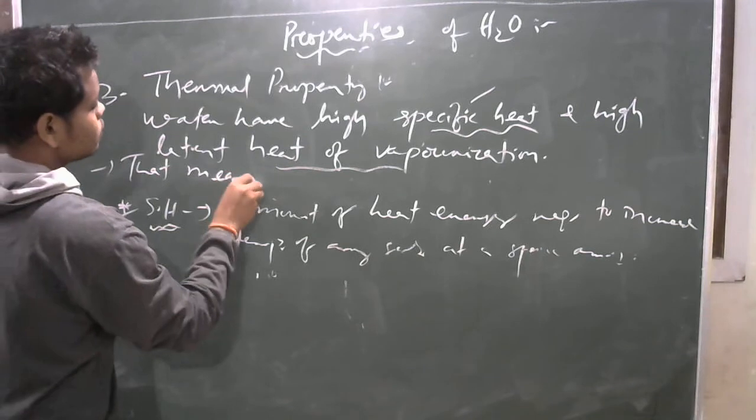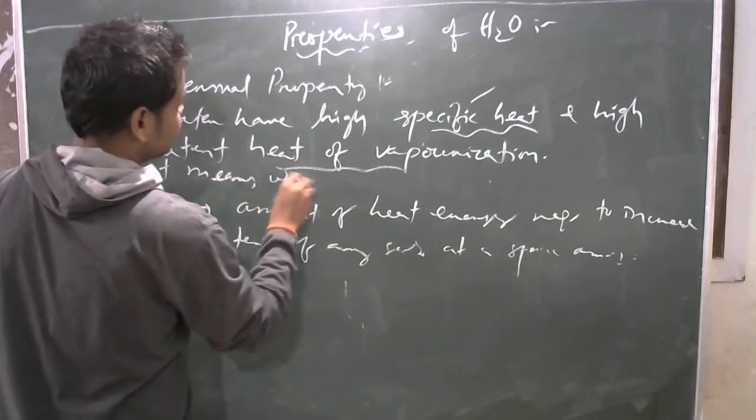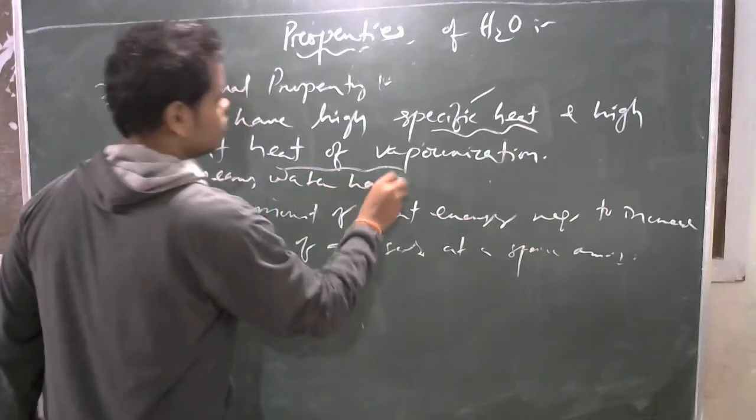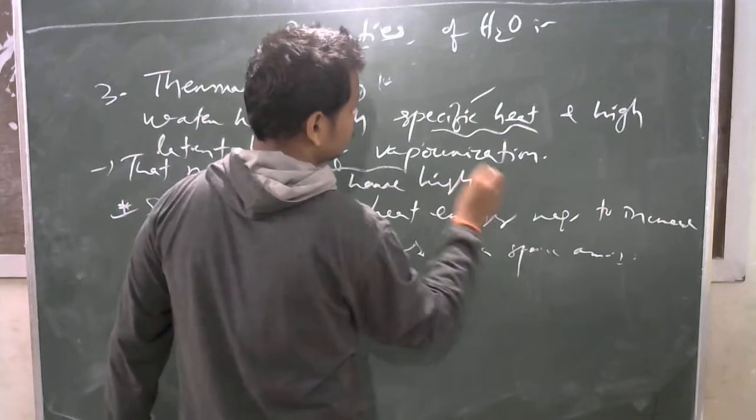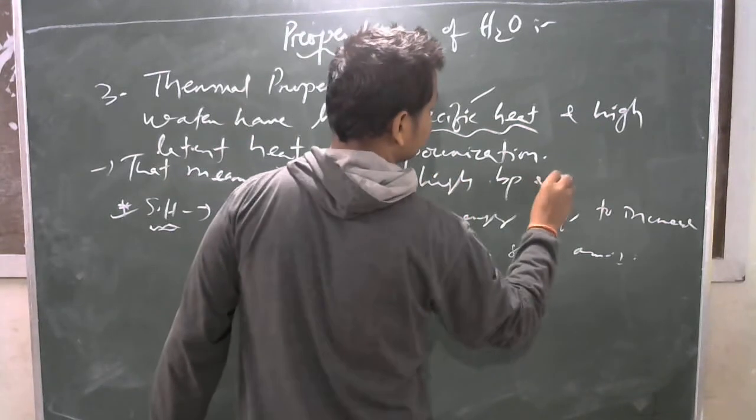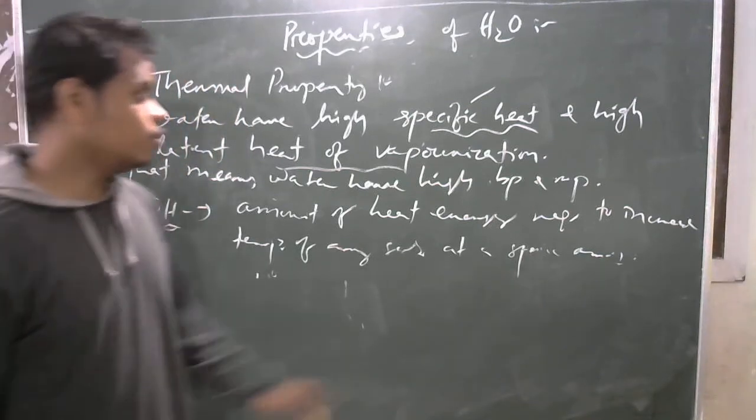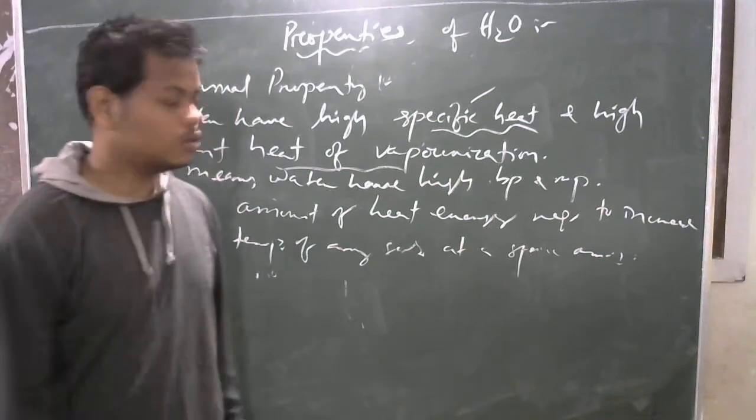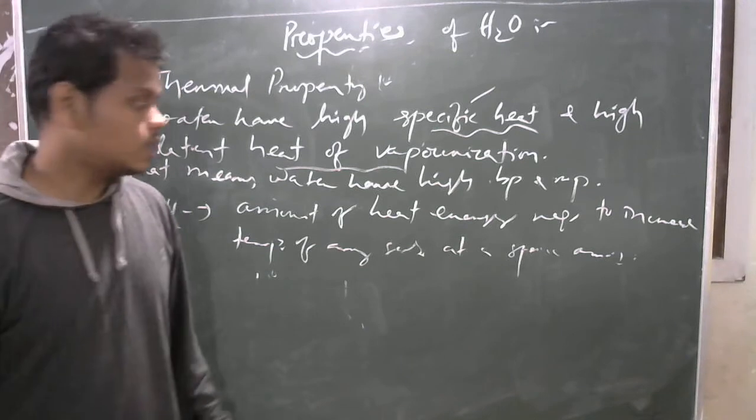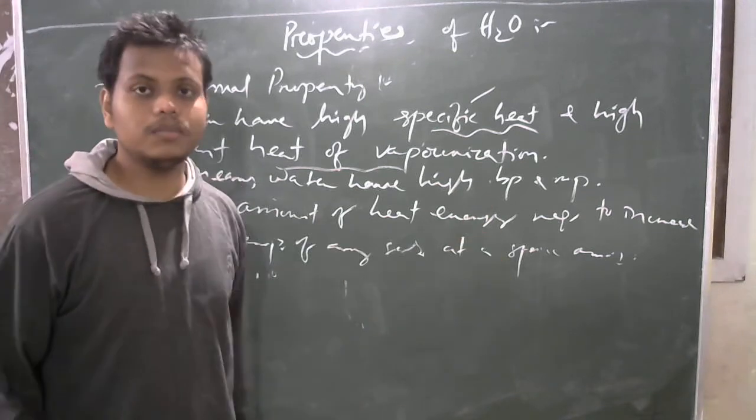That means water has a high boiling point and melting point. Water boils at 100 degrees Celsius. You know, water boils at 100 degrees Celsius. That means water's boiling point is very high.